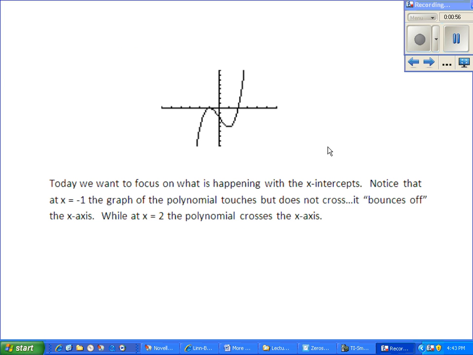Now I want to focus on the x-intercepts. Notice that at x equals -1, the graph of the polynomial touches, so it is an x-intercept, but doesn't cross. We kind of say it bounces off the x-axis. Well, at x equals 2, the polynomial actually crosses the x-axis.